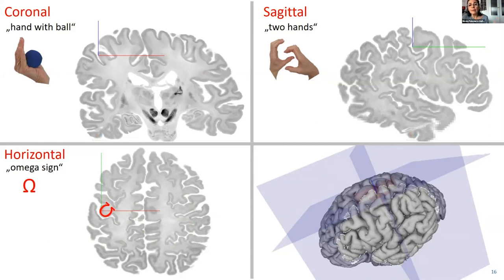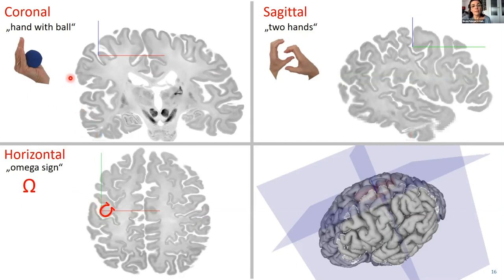I'm going to remove the omega sign again, just so that you can see, right? So here you've got your horizontal section without the location of the omega sign. And now here's the omega sign here. This is located on the hand knob, so the hand representation is located here. So that's how we know that this sulcus here, the one which contains an omega sign, is the central sulcus.